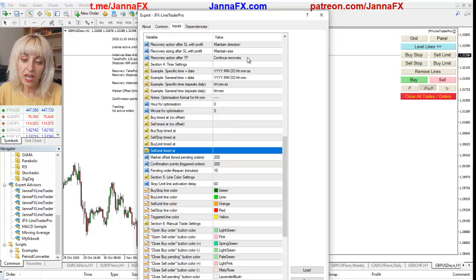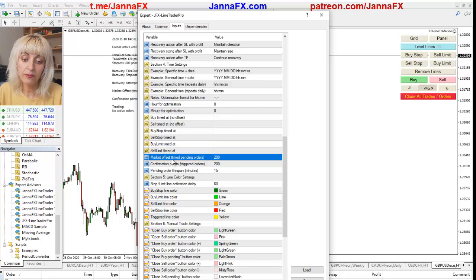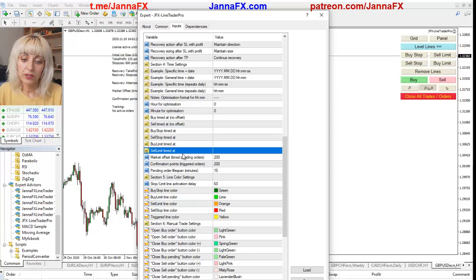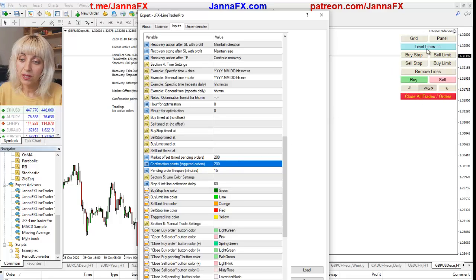So you do exactly the same, just as it's written here. Okay, so next, that's your market offset for timed pending orders, for buy stop, sell stop, buy limit, sell limit. So that's where you set up the distance you want. Confirmation pips for triggered orders. This one is for those on this panel, for our buy stop, sell limit, buy limit. So that's the settings where we're placing the levels.